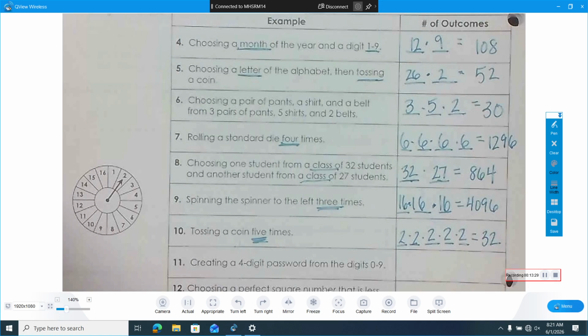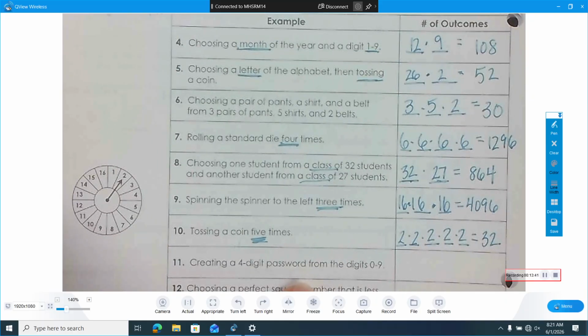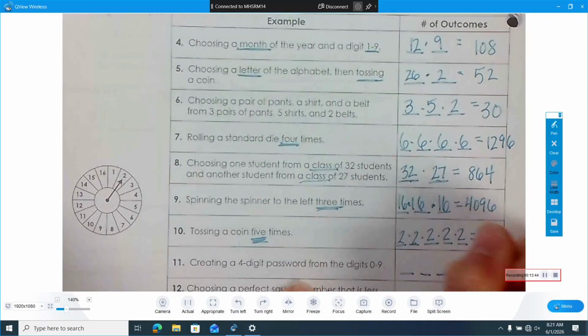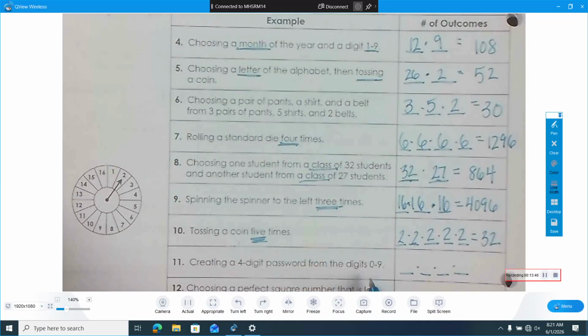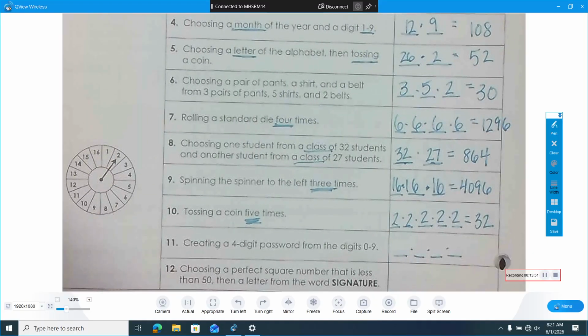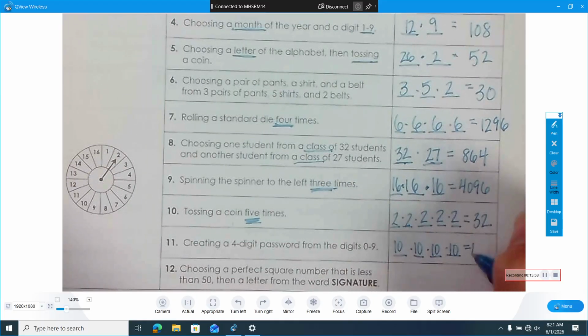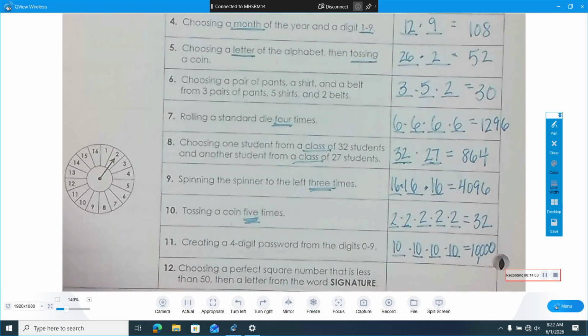And then down there, number 11, creating a 4-digit password from the digits 0 through 9. How many actions are there? 4. We have to push 4 buttons in our 4-digit passcode. That's 4 actions. 1, 2, 3, 4 actions. How many digits are in there from 0 to 9? 10. Very good. There's 1 through 9, which is 9, plus 0, which makes it 10 digits. All right. So this is 10 to the 4th, or 10,000, a 1 with 4 zeros.